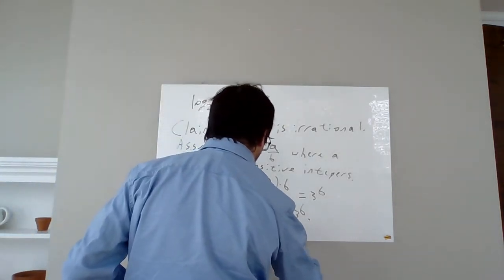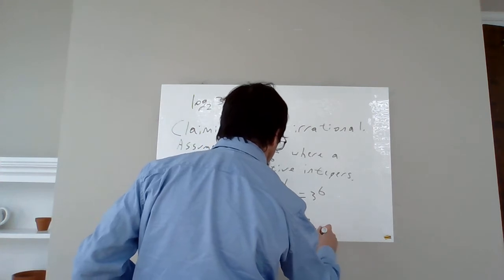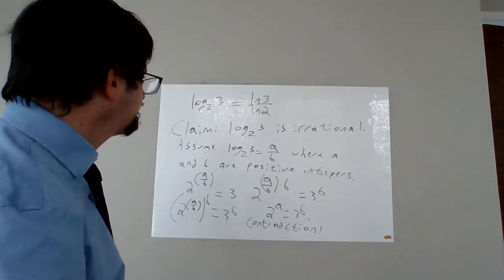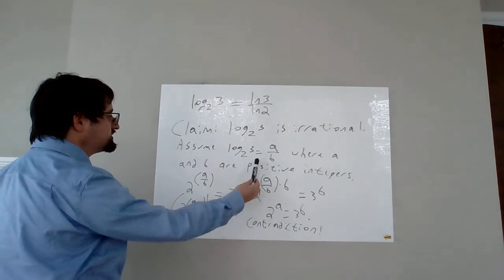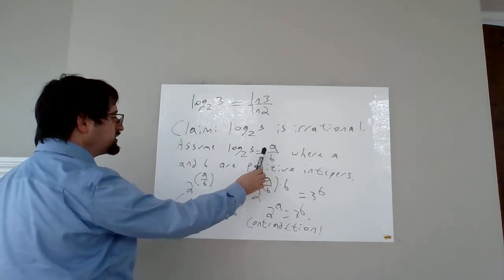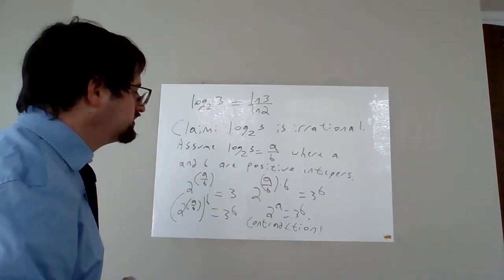An even number can't be an odd number. All right, so our original assumption that this was a rational number had to be wrong.